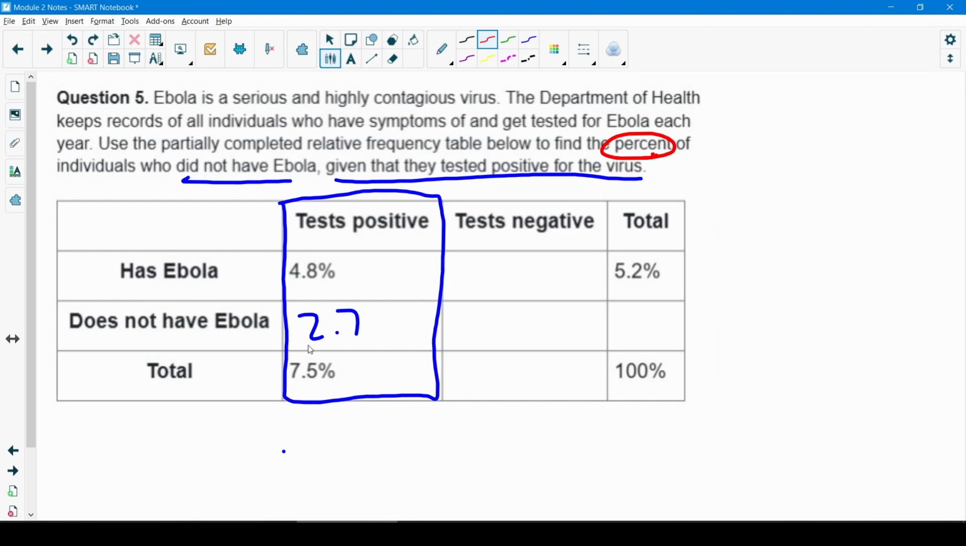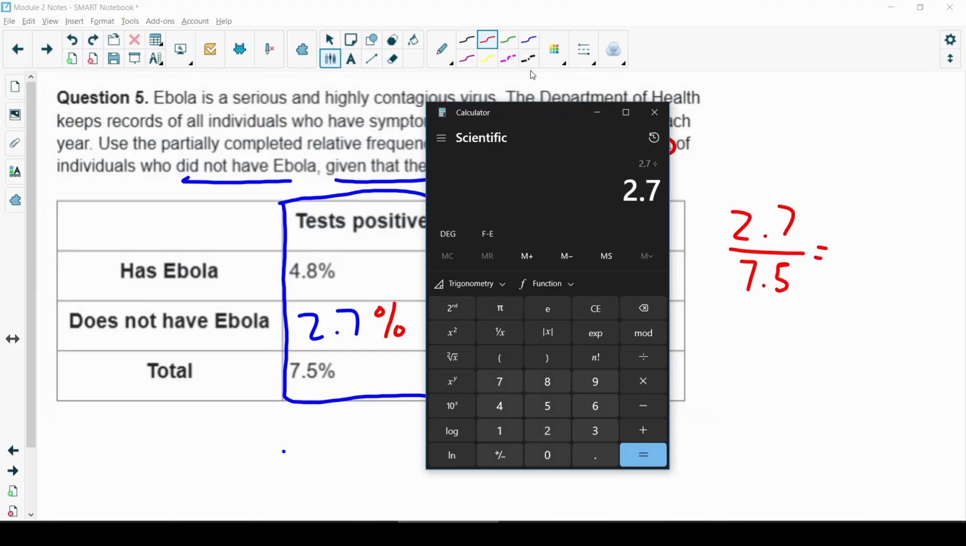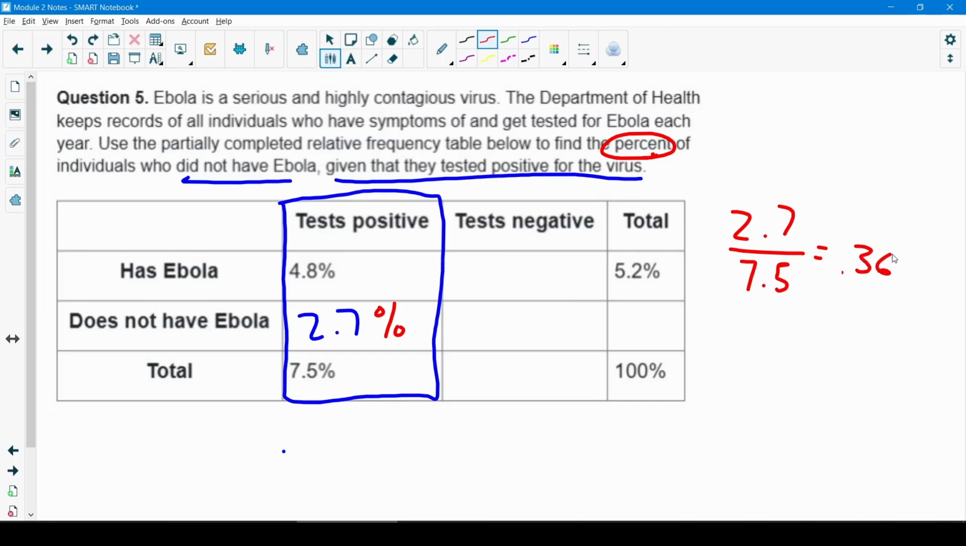The ones that did not have Ebola were 2.7. This is a percent. So I'll just be doing 2.7 divided by the total, 7.5. So let's go ahead and type that in. And I get 0.36. Again, they asked for a percent, so I will just write that as a percentage, 36%.